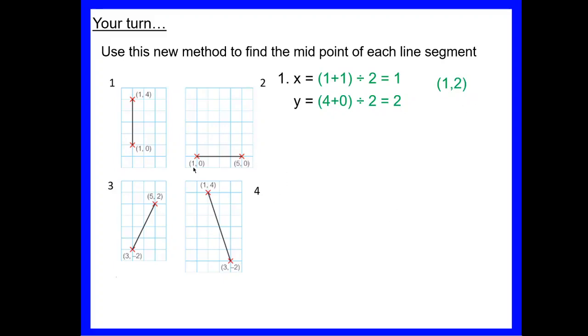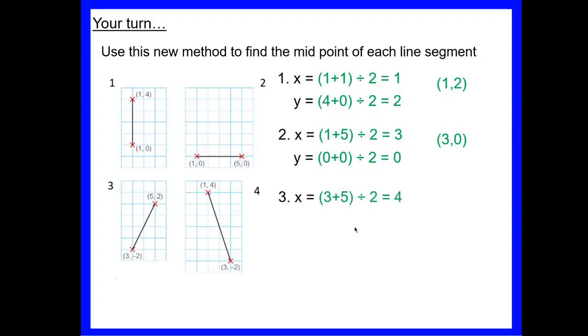For number 2 then, add the x's. 1 plus 5 is 6. We divide it by 2, gives us 3. For the y's, 0 plus 0 is 0, and 0 divided by 2 is still 0. So our midpoint is at 3, 0. For number 3, 3 plus 5 is 8, divided by 2 is 4 for x. Now I'm going to be a little bit careful. Look, we've got minus 2 plus 2. Well, if I do minus 2 plus 2, I get 0, and 0 divided by 2 is 0. So we get 4, 0.